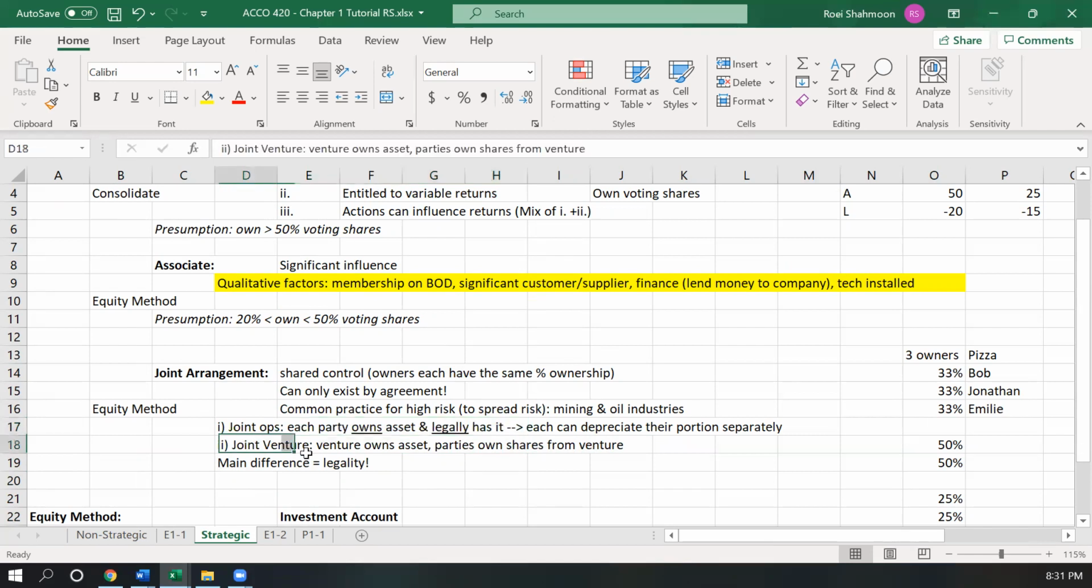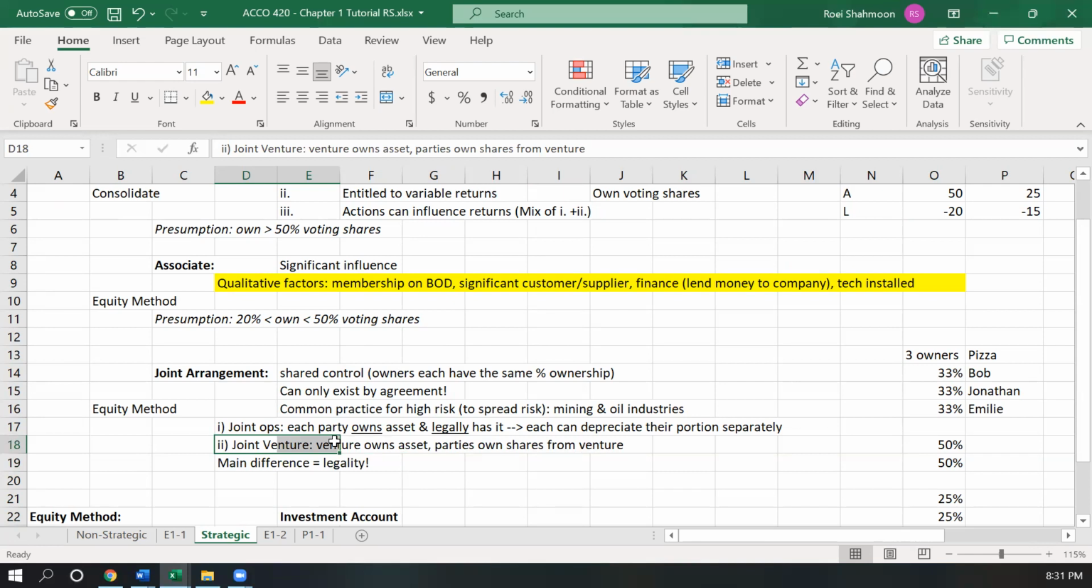On the other hand, with the venture, and this is why we have to have a separate entity, look at this, guys. The venture itself, the company, owns all of those different assets. So if I bring the oven in, and James brings the fridge and all those other assets, we don't own those assets anymore. It's the venture, the pizzeria shop, that now owns those assets. So that's really the main difference between those two, and they will test you on that.